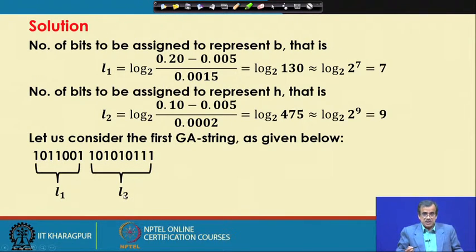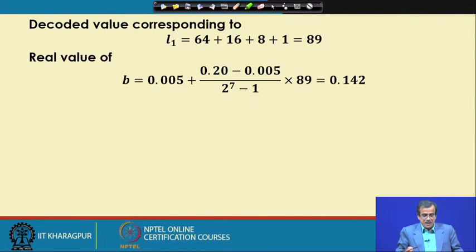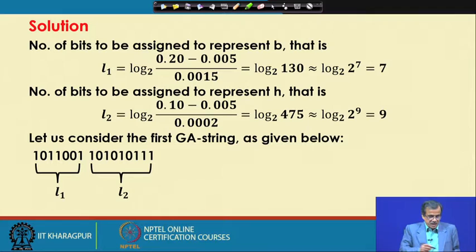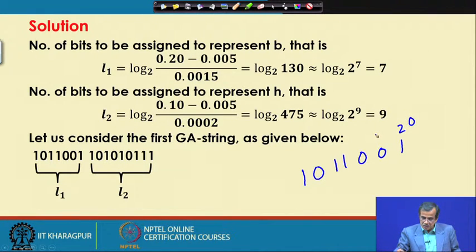Now, let us see how to proceed to determine the real values corresponding to B and H. Here, first the decoded value corresponding to L1. If you see this particular binary, the decoded value will be like this: 1 0 1 1 0 0 1, with place values 2 raised to the power 0, 2 raised to the power 1, 2 raised to the power 2, 3, 2 raised to the power 4, 2 raised to the power 5, 2 raised to the power 6.